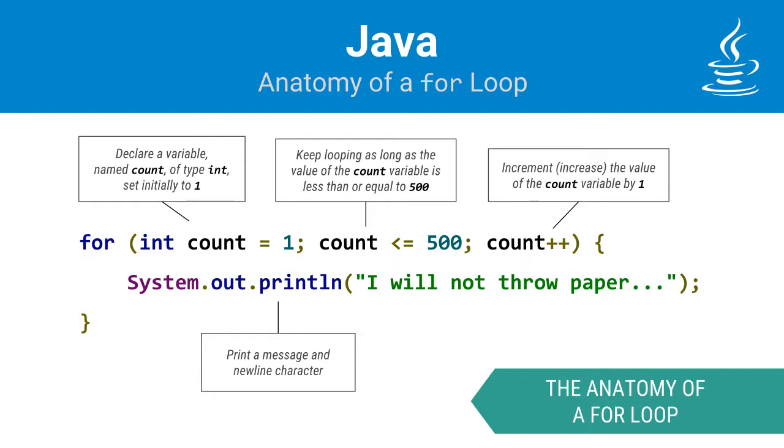Let's return to the for loop from our comic strip. This loop starts by initializing a variable named count to the value of 1. This is often called the iteration variable. This is followed by a condition which is tested each time before entering the loop. In this case, we will keep looping because count is, in fact, still less than 500. Each time through the loop, the code in the body is executed. In our case, that means printing a message to the console. Lastly, the count variable is increased by 1. And this process continues until the condition evaluates to false, in our case, once count is 501, the first number greater than 500.